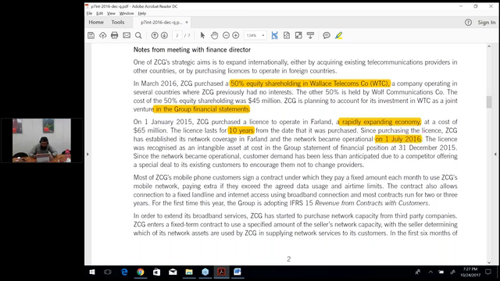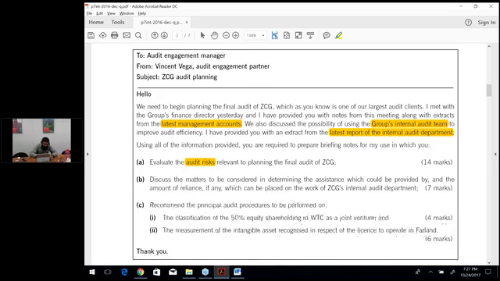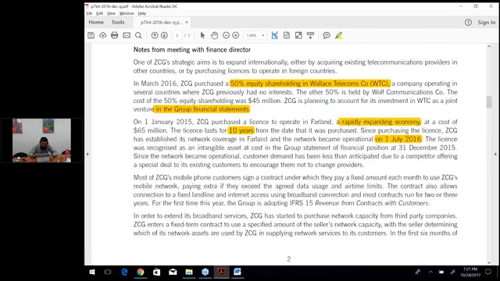Which year end are we talking about? We are talking about the year end of 31st December 2016. What has happened is they have purchased the license on 1st January at a cost of 65 million. The license became operational. The license was recognized as an intangible asset at cost in the group financial statements.